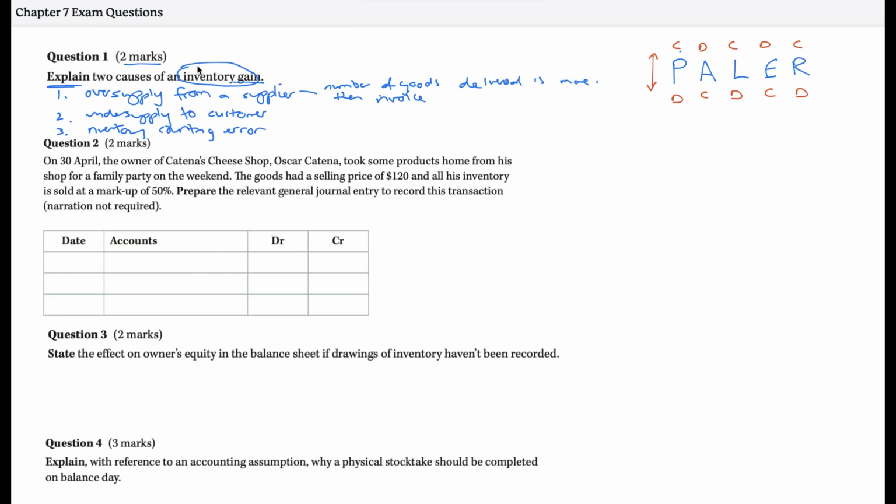Question 2 is a general journal question. As you can see here, it is worth 2 marks, giving you probably a bit of a hint that a narration is not required, but it's really important to be double checking in your exam questions and SAC questions whether it says narration not required. And if for some reason it is blank, for example in a SAC, I would always put it in just to be careful. Just to be conservative.